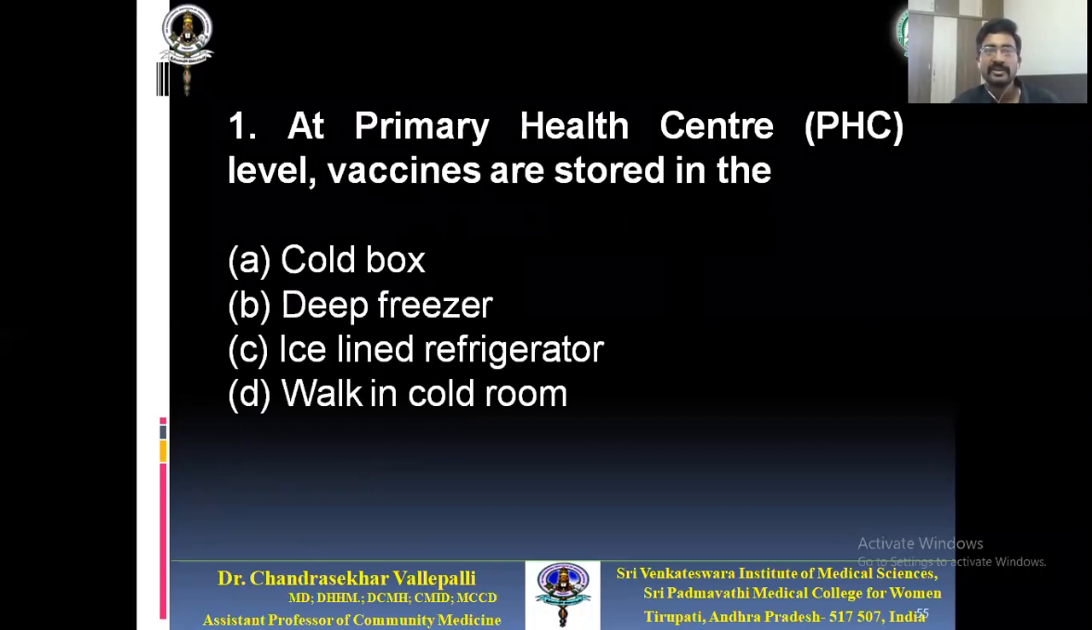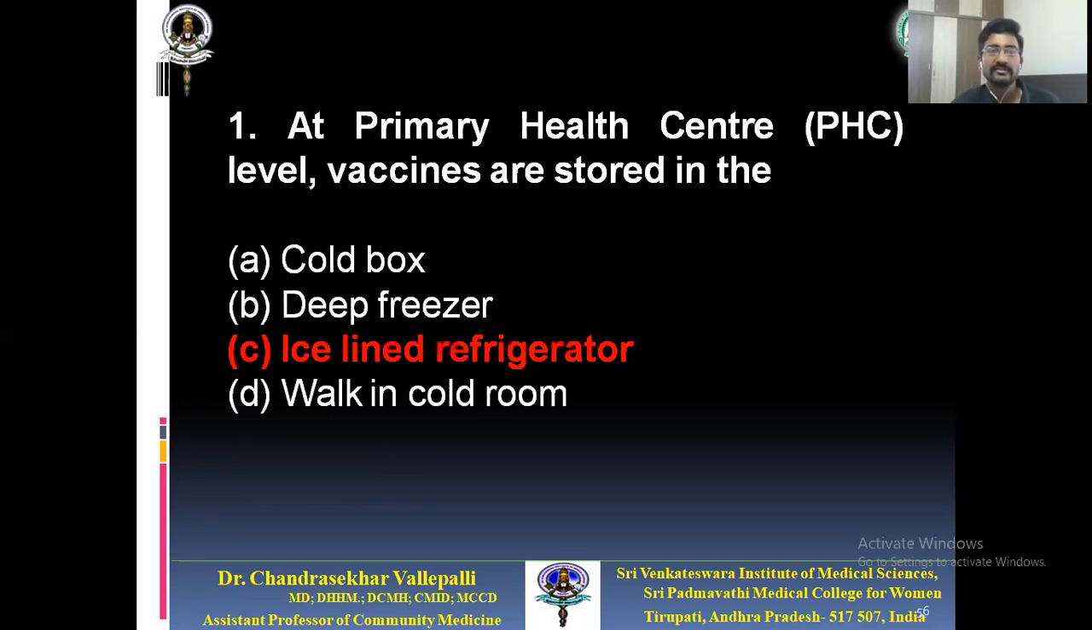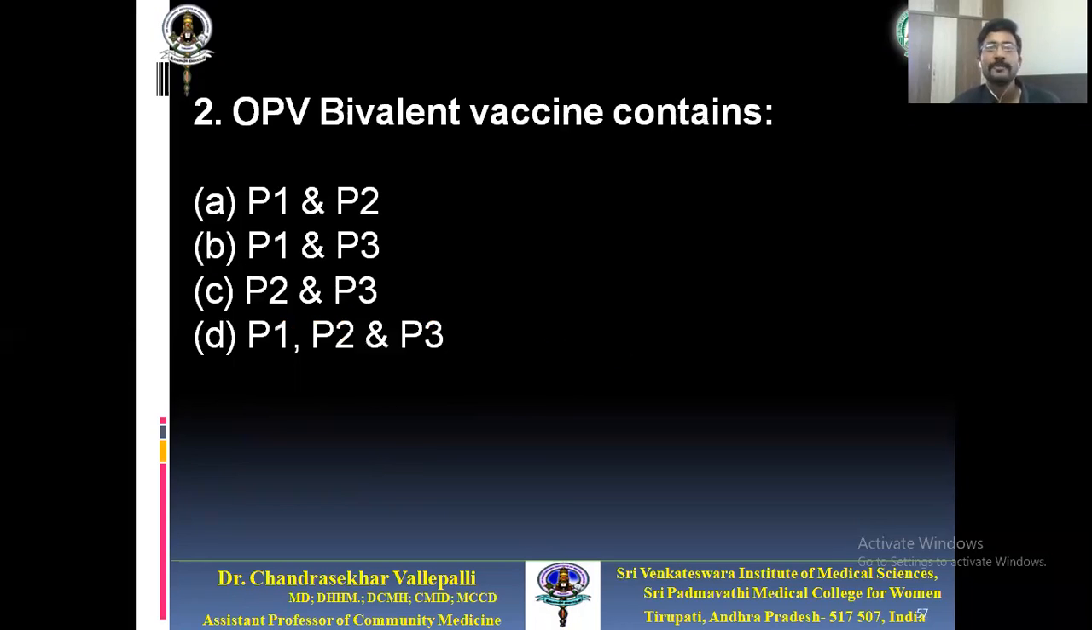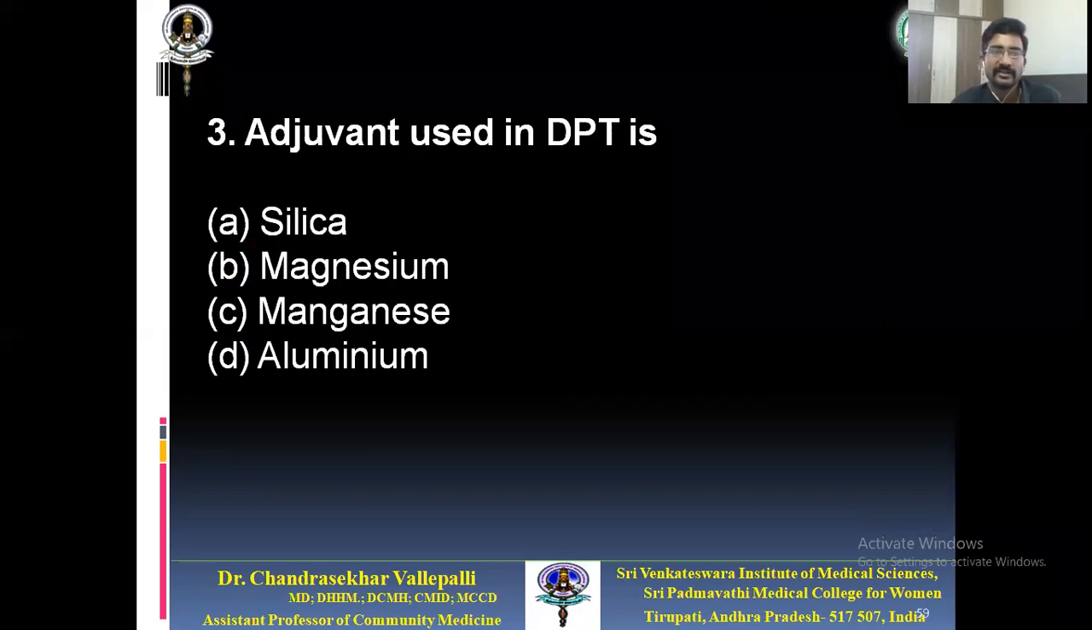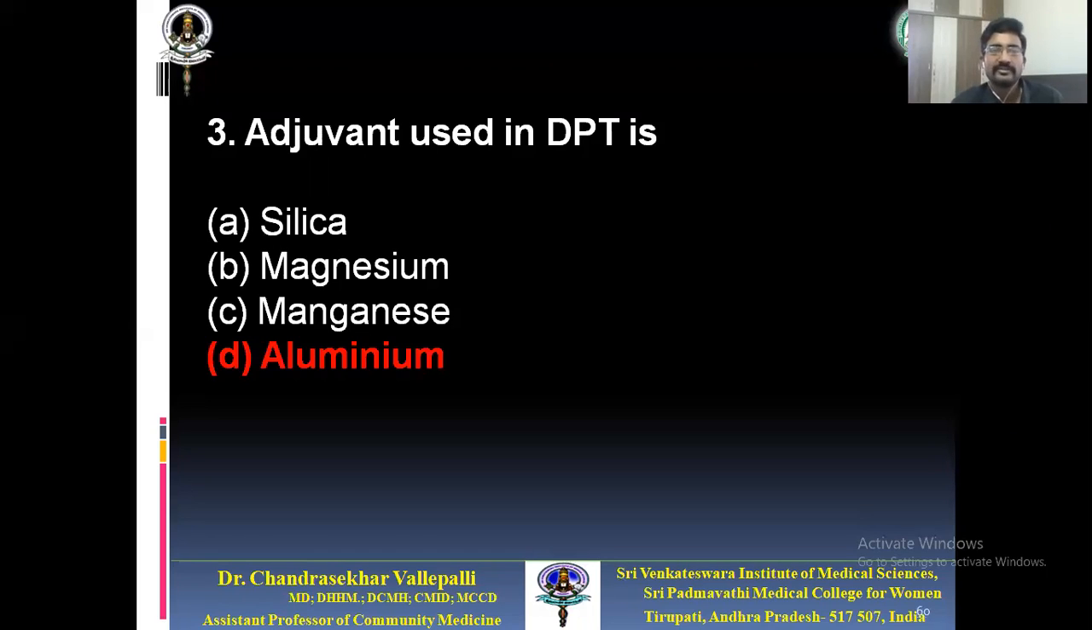First one: at the PHC level, vaccines are stored in an ice-lined refrigerator. C, very good. C is the correct answer. OPV bivalent vaccine contains which strains? P1 and P3. Yes, P2 we have removed from the trivalent, right? P1 and P3 is the correct answer. What is the adjuvant used in DPT? Aluminium. Yes, aluminium. D is the correct answer.